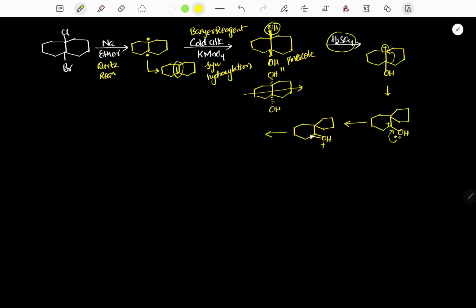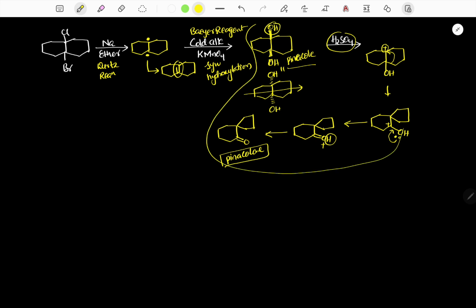Now we have to remove the proton and it converts into a ketone. So this entire reaction is known as the pinacol-pinacolone reaction. The product is called pinacolone. Since it is a pinacol, the related product should be called pinacolone. So this entire reaction is the pinacol-pinacolone reaction.